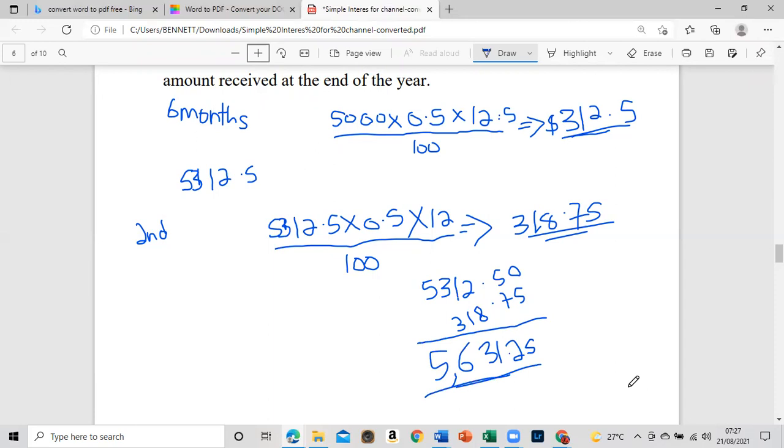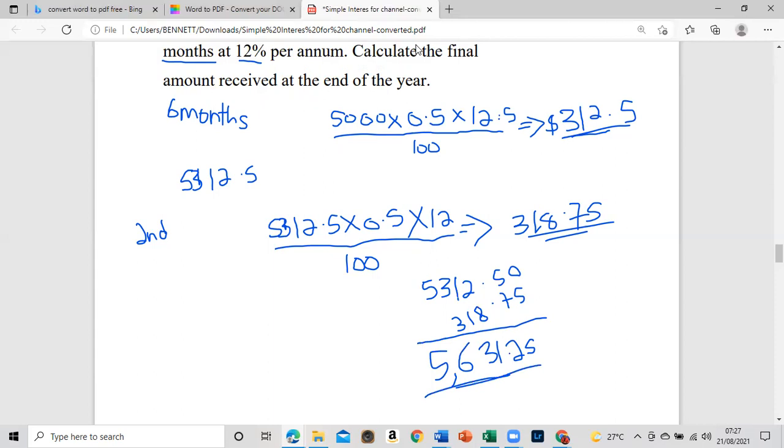Guys, just reason out these questions here. They are not hard, just reason them out. All right? Yeah, just reason them out. That's as simple as that.